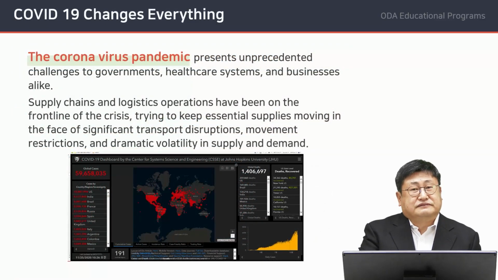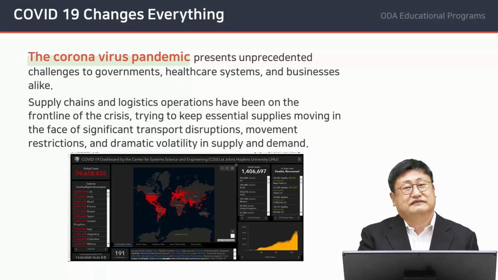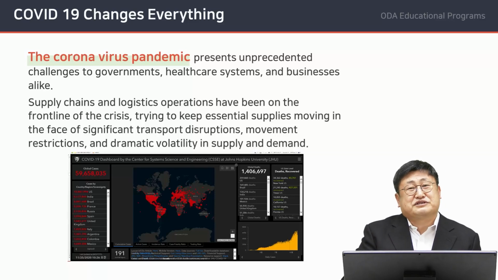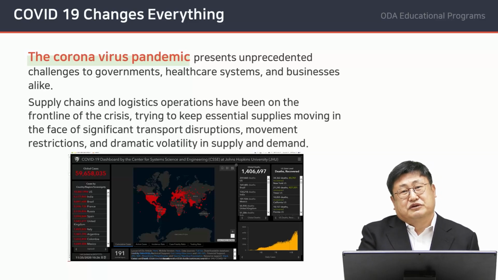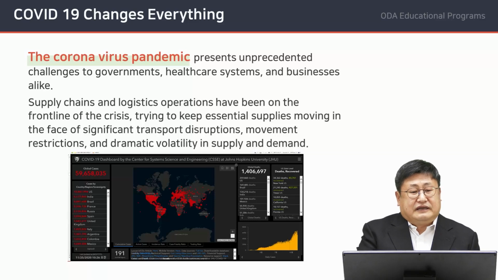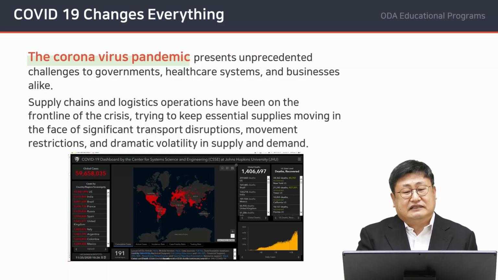And first of all, COVID-19. In the year 2020, COVID-19 came as a pandemic. COVID-19 changed everything in our life, not only our private life but also our modern life. The coronavirus pandemic presents unprecedented challenges to governments, healthcare systems, and businesses alike. Business side as well, you know.